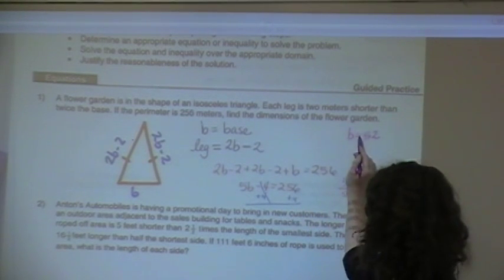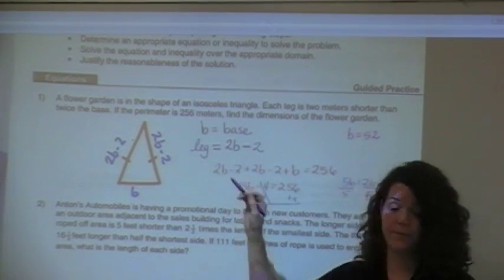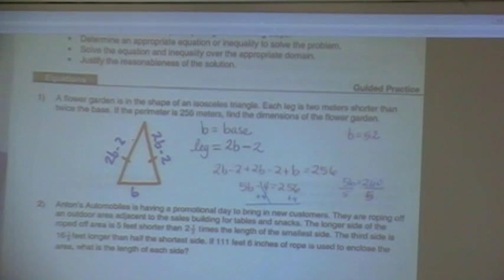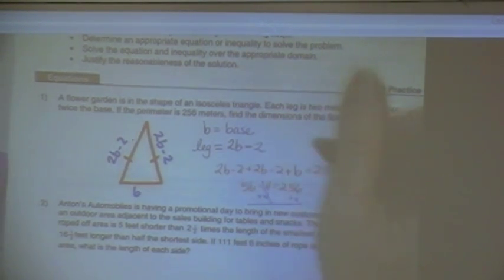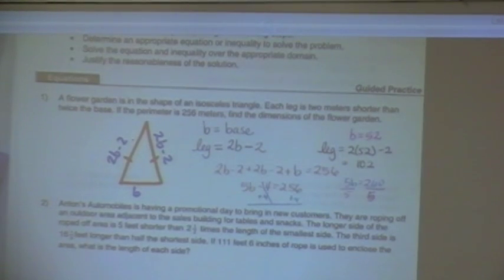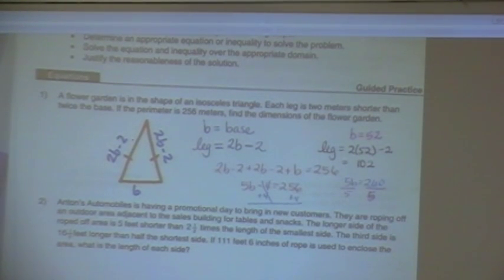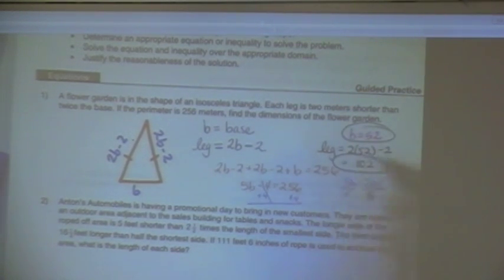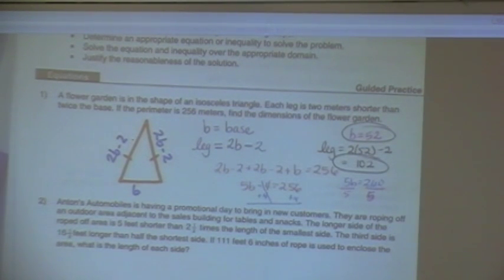That is just the base. I need my leg also. So I have to plug 52 in to find the leg. So your leg will be 2 times 52 minus 2, which will be 102. And that's it. So base, leg. Everybody okay? So now, what makes this hard?